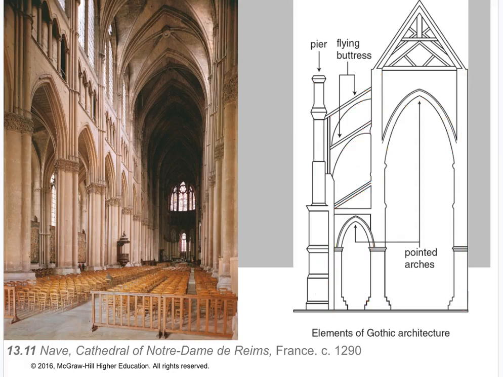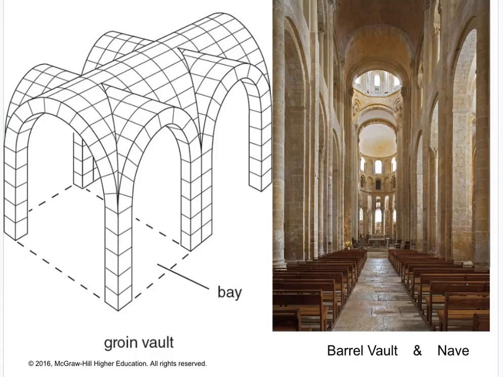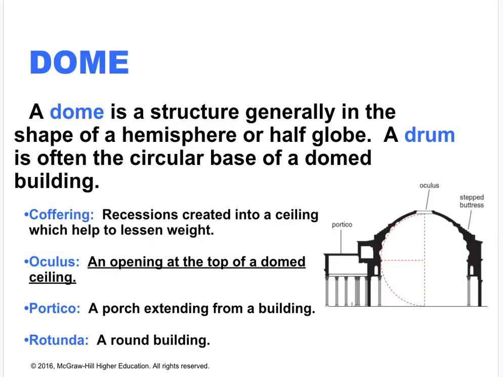Okay, so you can see it just builds on itself. We had the simple arch, then we went on to more complex barrel vaults with naves, and then the groin vault with bays, and then we moved on to taller and taller buildings with these Gothic arches. Pointed arch, I should say. And then the next complicated step is the dome.